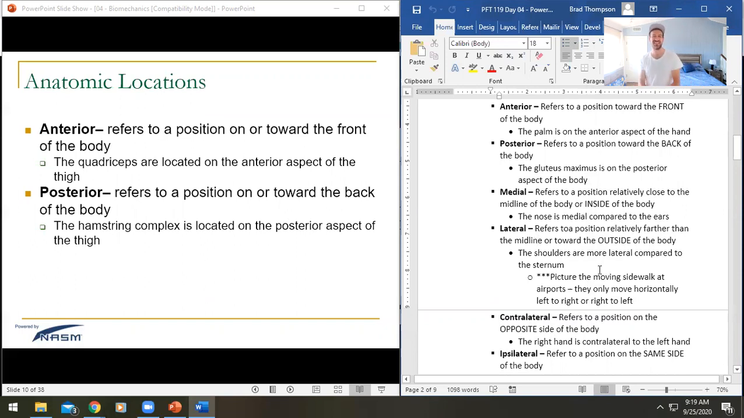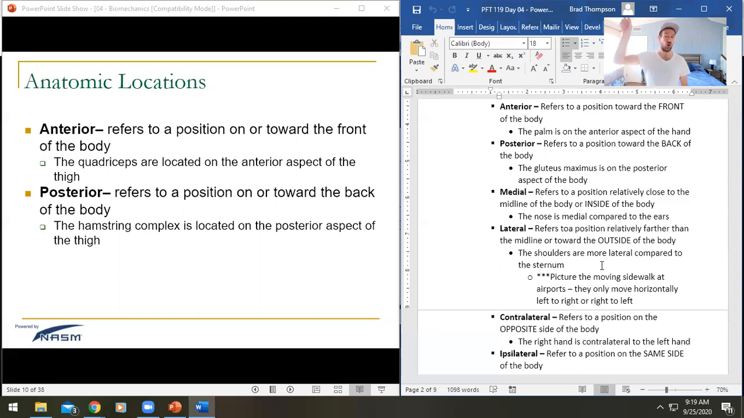So let's go ahead and take a look at our other anatomic locations like anterior and posterior. Anterior is where you're talking about the front of the body. Posterior is where you're talking about the back of the body. So a position on the front is anterior. That is like your palms. Now I would say my palms are anterior compared to the rest of the body. And some people will go, wait a minute, no, my palms are on my inside. Yeah, most of the time, when you're standing around, you're right. Your palms are facing inwards.